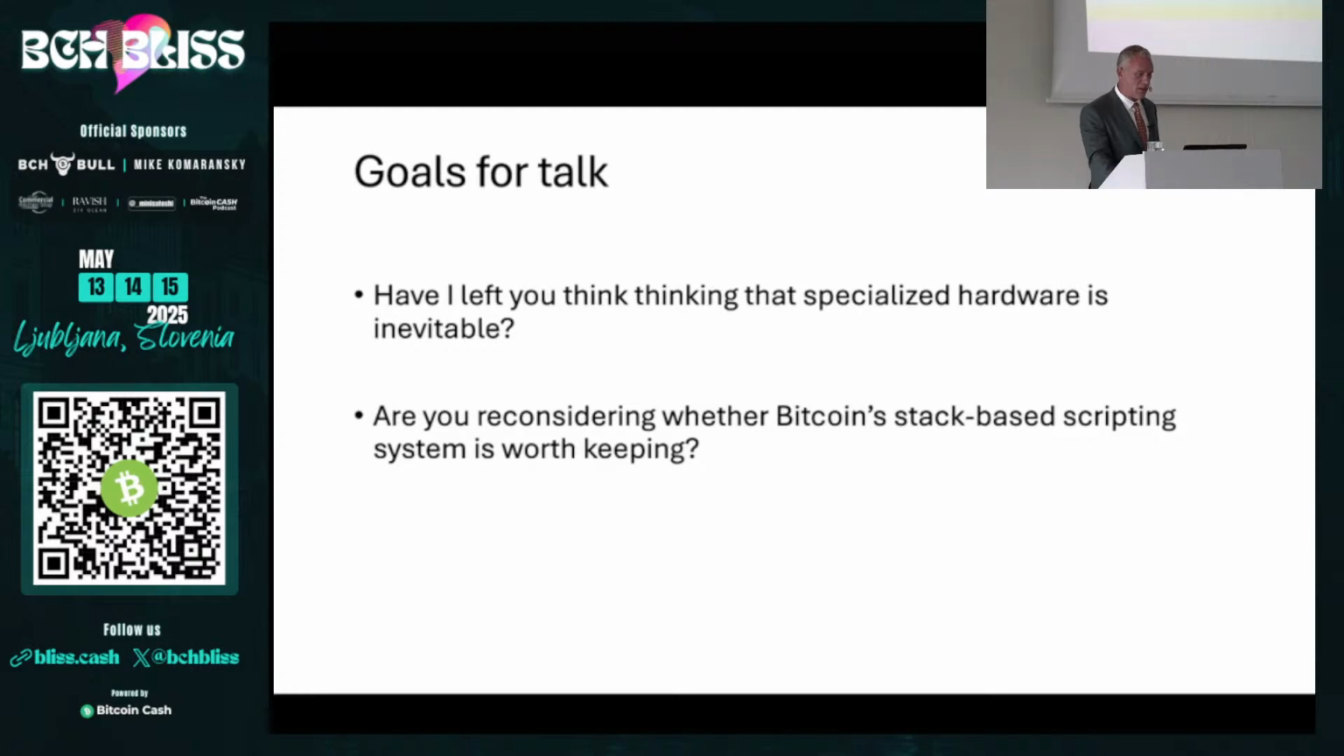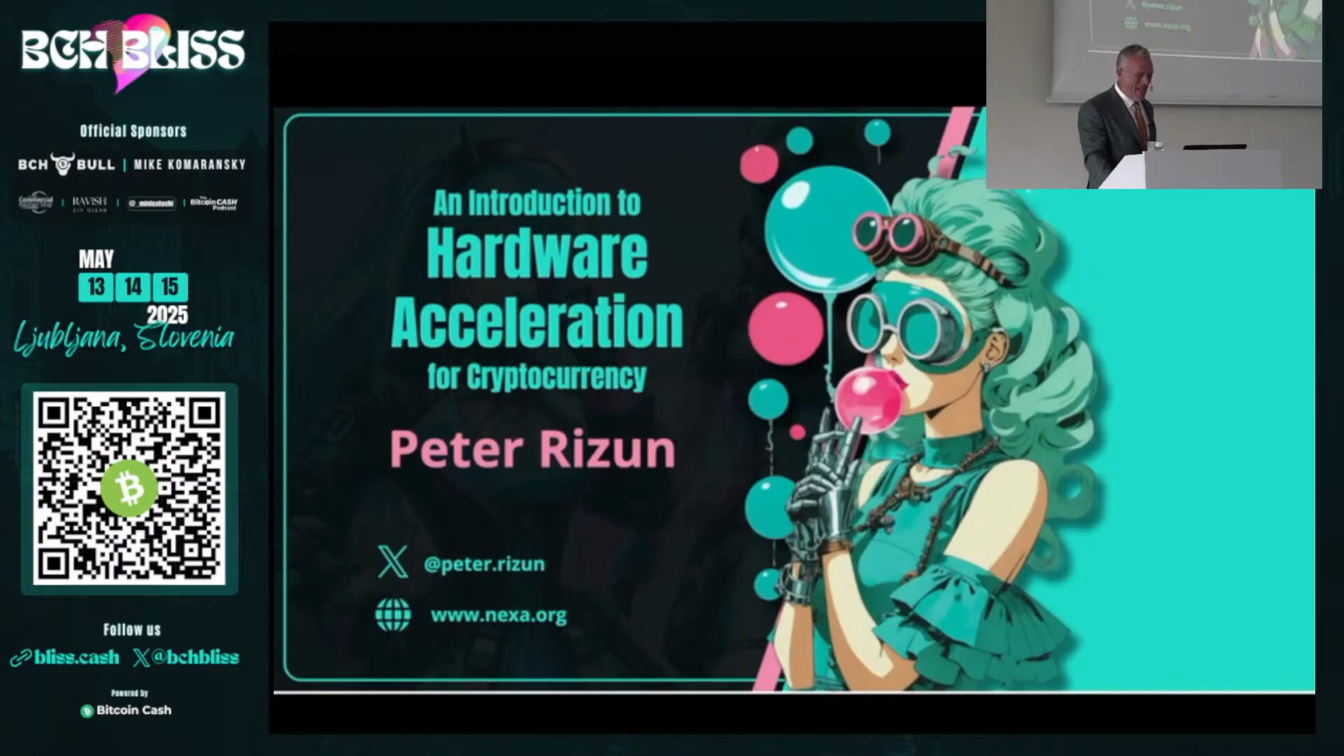Okay, so my goals for the talk. Have I left you thinking that specialized hardware is inevitable? I hope the answer is yes. And are you considering whether Bitcoin's stack-based crypto system is worth keeping? I think that's a harder sell, so let's just think about it. Okay, so that's my talk. Thank you.